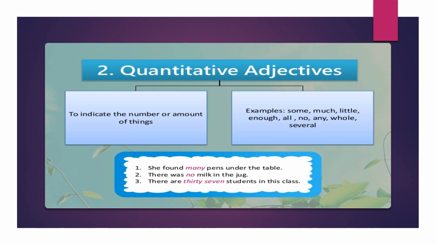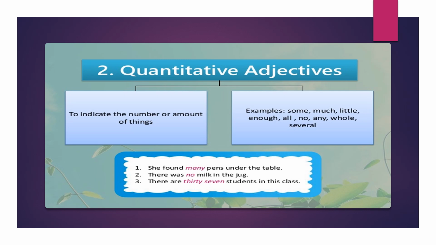Taking the examples, she found many pens under the table. How many pens did she find? It is not a sure number. She found many, right? The number is not sure, but then many would indicate that she found more than two pens under the table. There was no milk in the jug. So no milk, absence of something. So it is also telling you about the quantity.